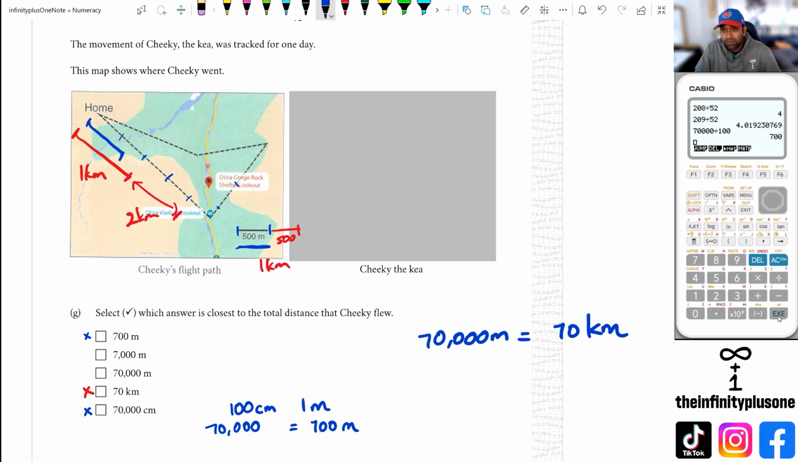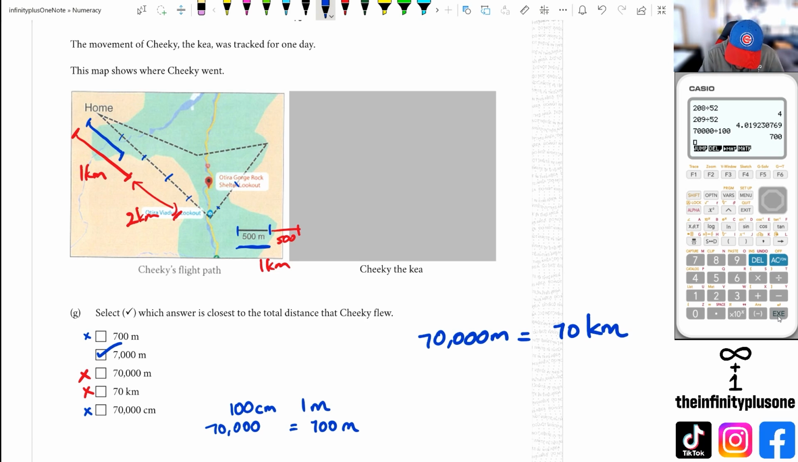So basically what I've done, without even measuring this using any kind of measurement, is I've actually eliminated the wrong answers, the too high or the too low answers. And right now I am eliminating this, because 70,000 meters is the same thing as 70 kilometers. So I'm going to cancel that out, which means the only option that's left over for me that's remotely correct is 7,000 meters.